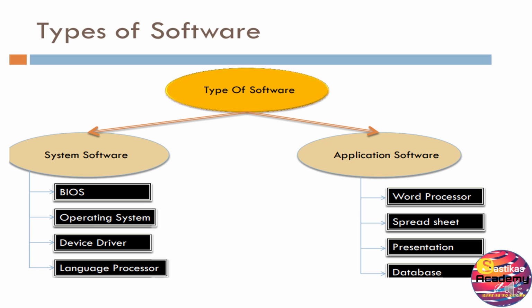First, types of software. There are two types: system software and application software. System software controls BIOS settings, operating system, device driver, and language processor. Application software means the applications we install in the computer, like word processor, spreadsheet, presentation, database, and many softwares. That comes under application software.